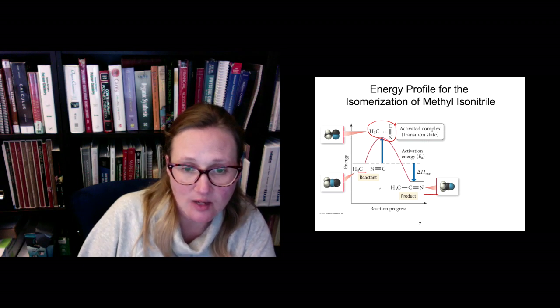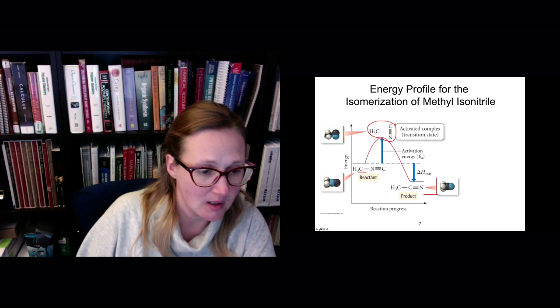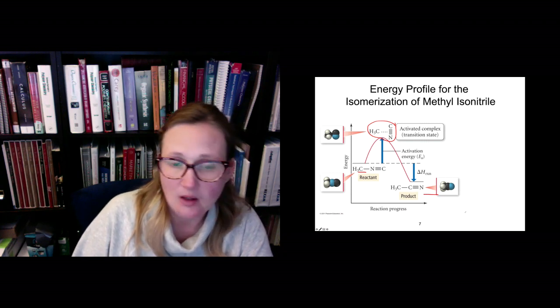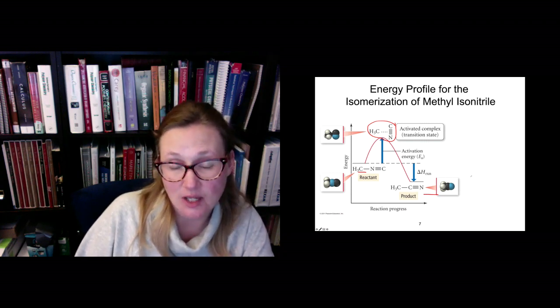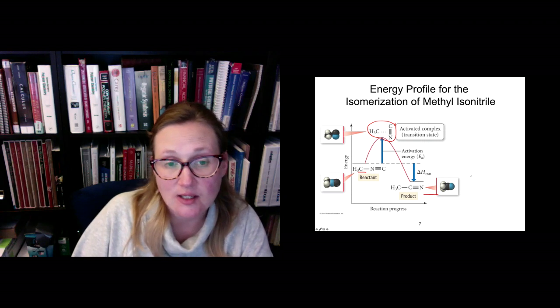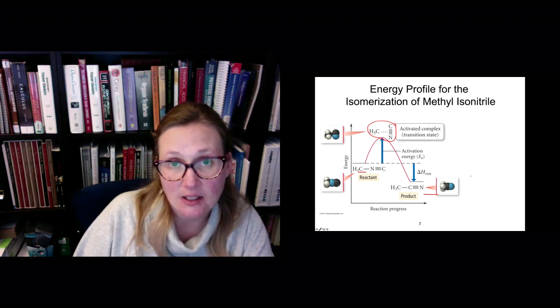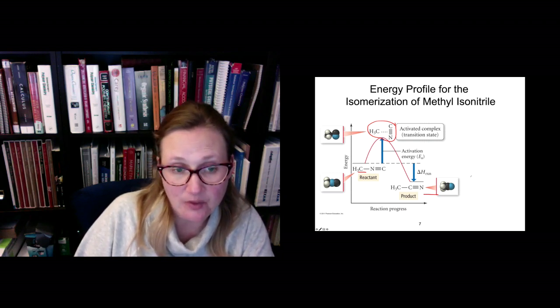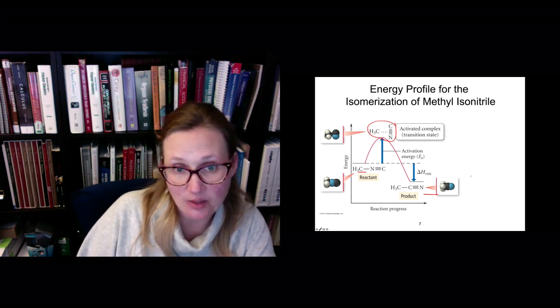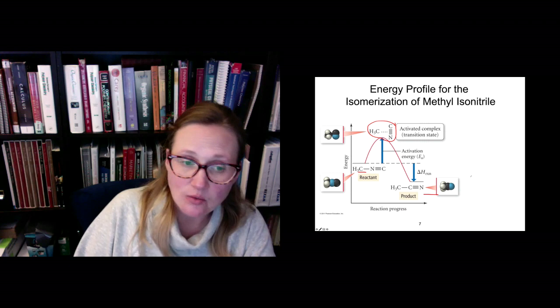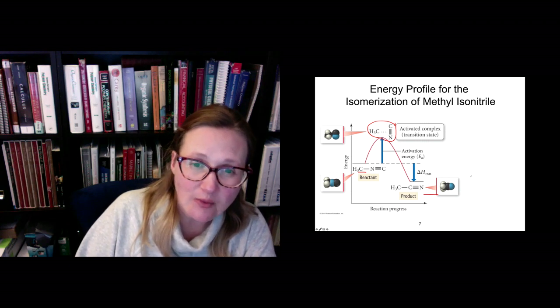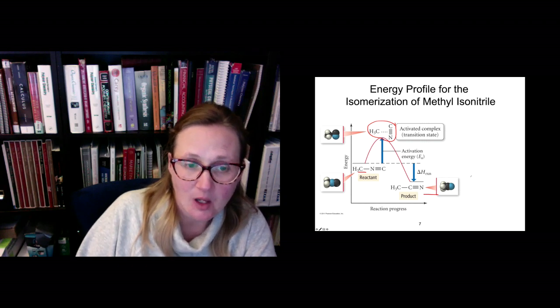And when we do that, the difference between the reactant and the product energies is delta H of the reaction, or the enthalpy of the reaction. And you can see here that the reaction here is exothermic because the product lies lower in energy than the reactant. So really I would say 5 things to think about on this reaction coordinate diagram.